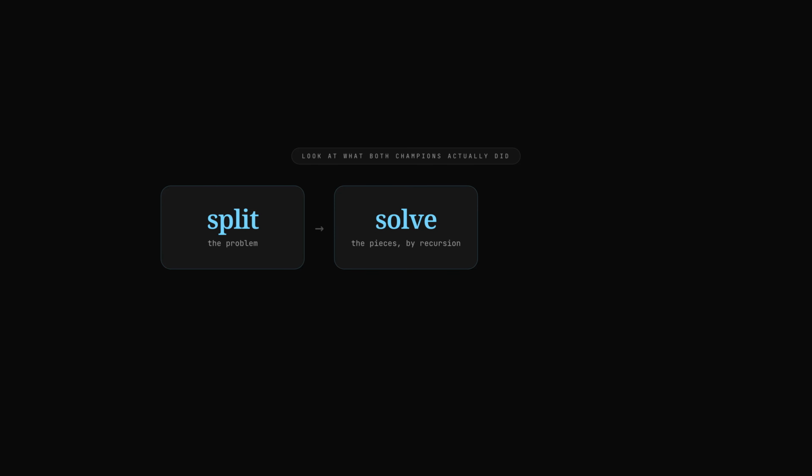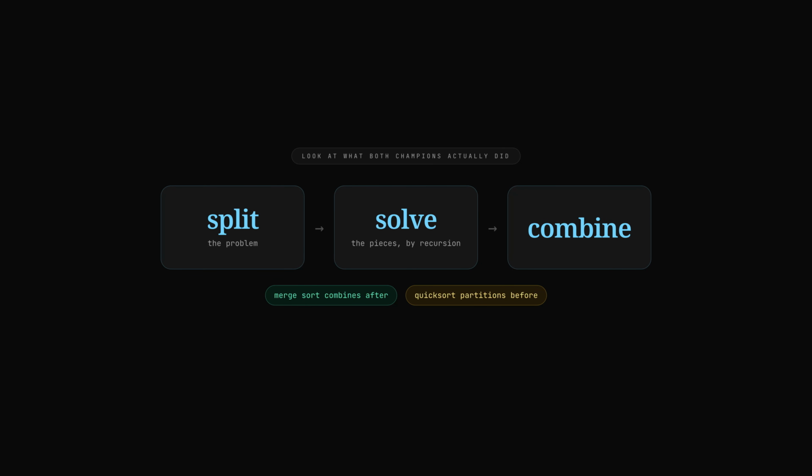But look at what both champions actually did. Split the problem, solve the pieces by recursion, combine. Merge sort combines after, quicksort partitions before. And the arithmetic came out identical both times. Log n levels, n work per level.